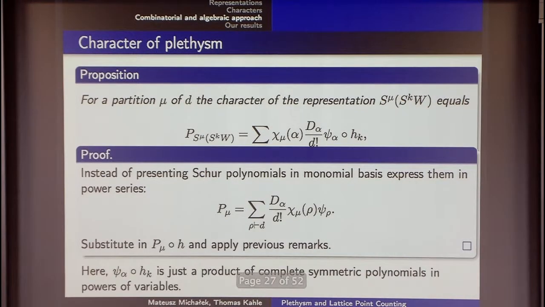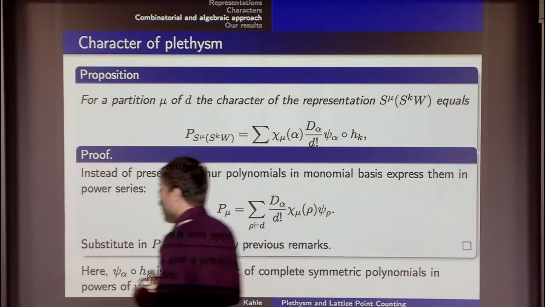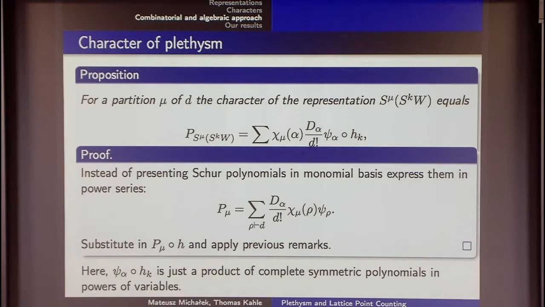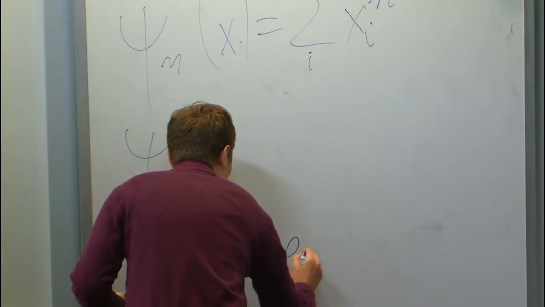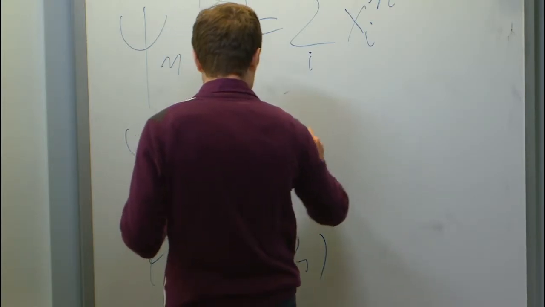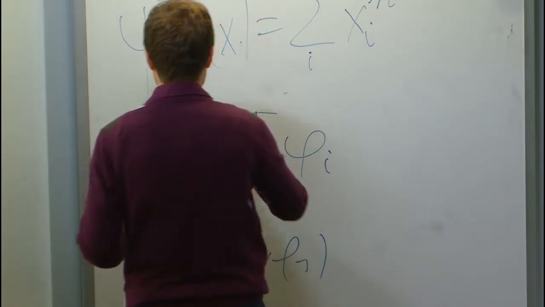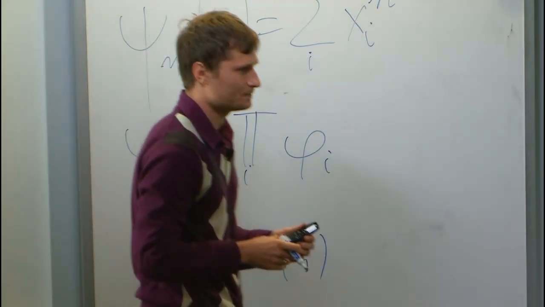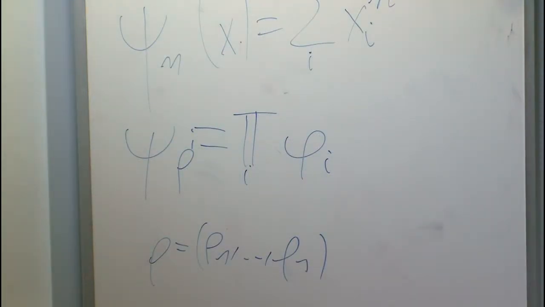You can see that this is like a two-line proof. The thing is to decompose the character, the Schur polynomial, in terms of power sums. So here rho is a partition. Rho equals rho 1 up to some rho s, and I define p_rho just to be a product of p_rho_i's. And p_k is defined above. So it's just a product of power sums. And that sum over alpha equals rho.